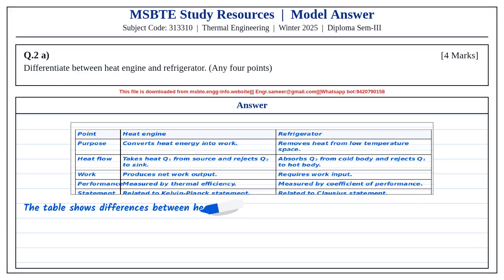Heat engine converts heat energy into work, whereas refrigerator removes heat from low temperature space. Heat engine takes heat from source and rejects heat to sink, while refrigerator absorbs heat from cold body and rejects heat to hot body. Heat engine produces net work output, while refrigerator requires work input. Heat engine performance is measured by thermal efficiency, while refrigerator performance is measured by coefficient of performance.